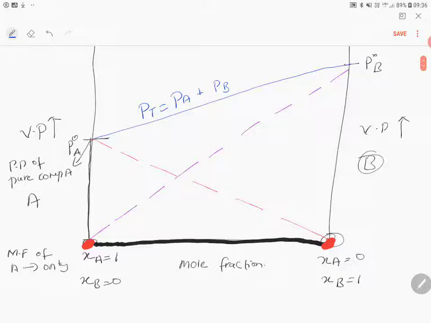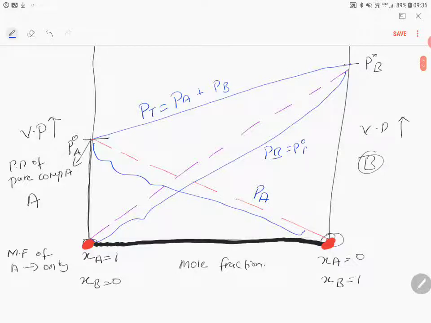What does this line represent over here? This represents partial pressure of B. What does this represent? This represents partial pressure of A. So therefore PB is equal to P naught B into XB. So this entire line represents like this. This line represents PA equal to P naught A into XA.